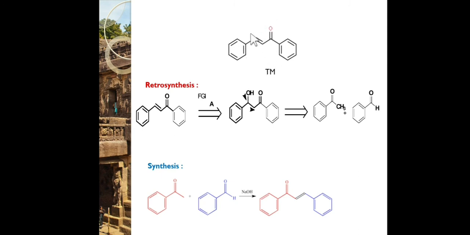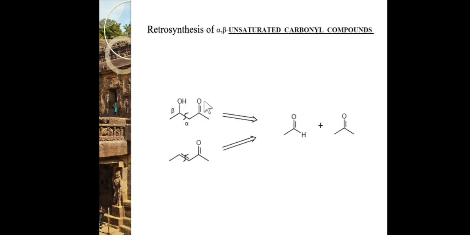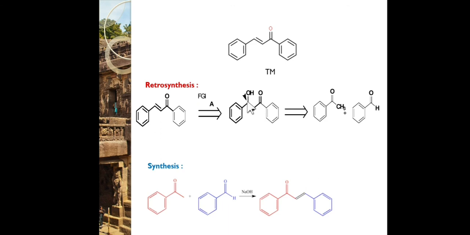So this is a double bond, this alpha beta unsaturated double bond. What we will do, we will add an OH group to the beta carbon, and we will move the arrow like this. What we will get is benzaldehyde. This part is from benzaldehyde, and this part will form acetophenone. As you know, we prepare this chalcone by treatment of acetophenone and benzaldehyde in the presence of NaOH.